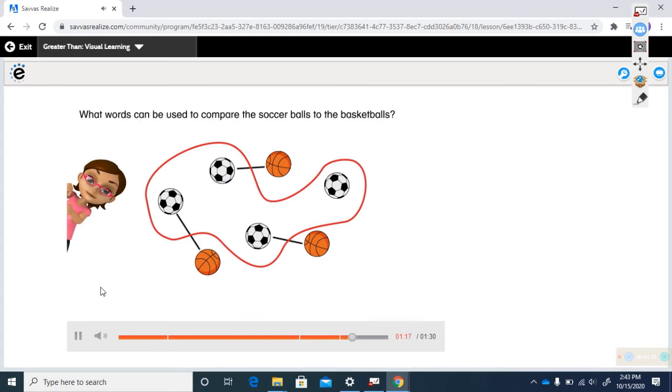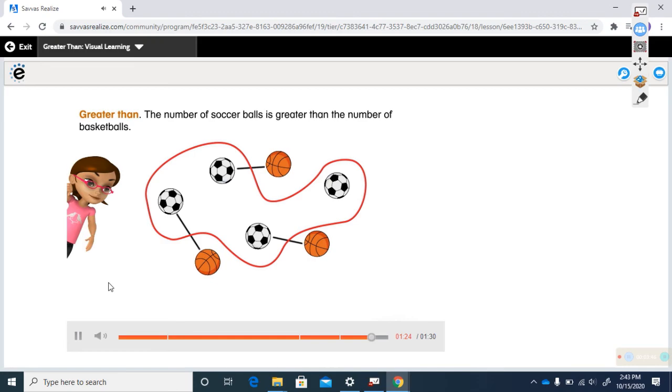What words can be used to compare the soccer balls to the basketballs? Greater than. The number of soccer balls is greater than the number of basketballs.